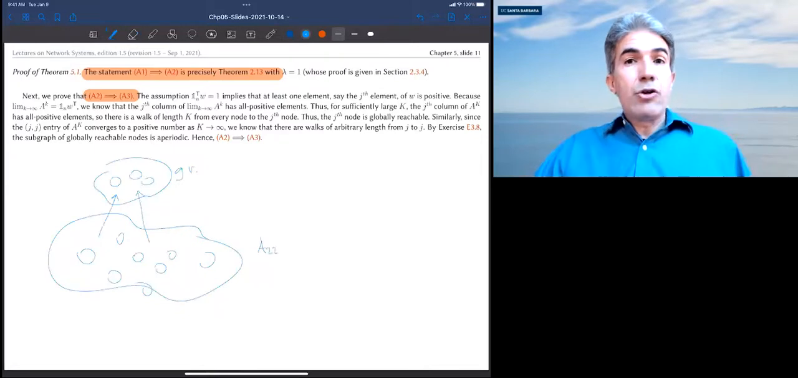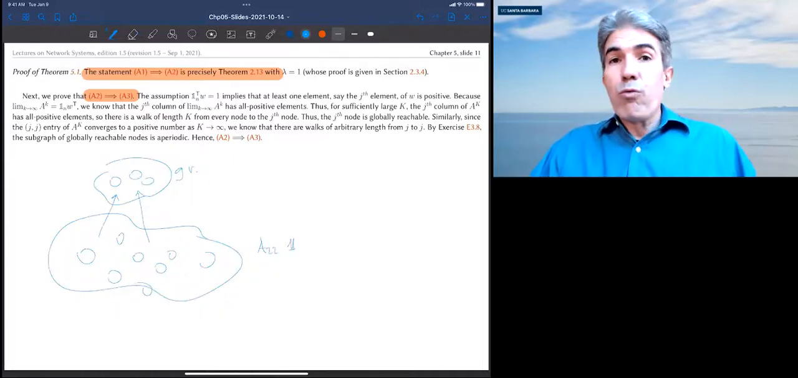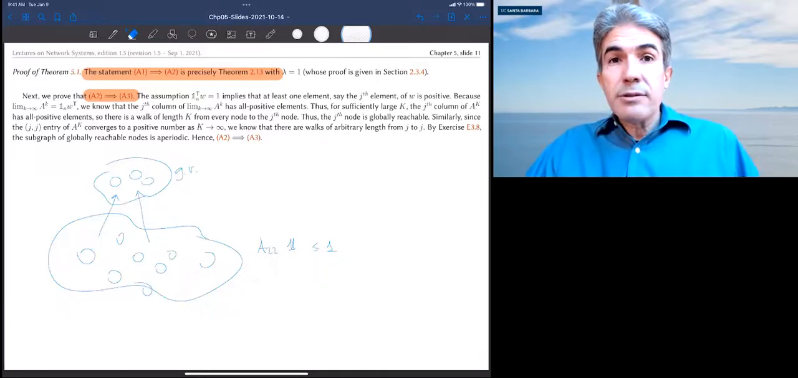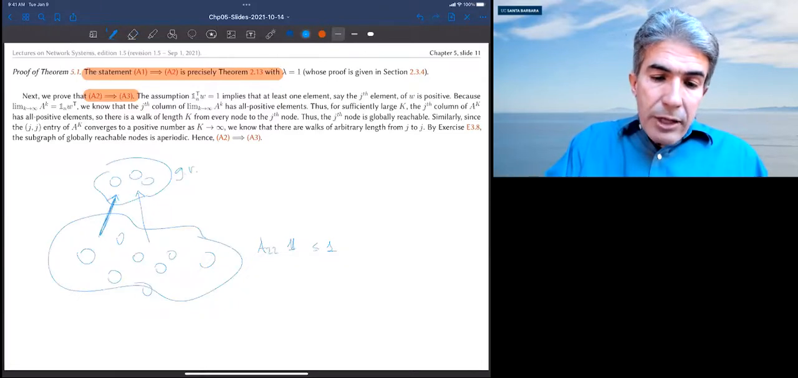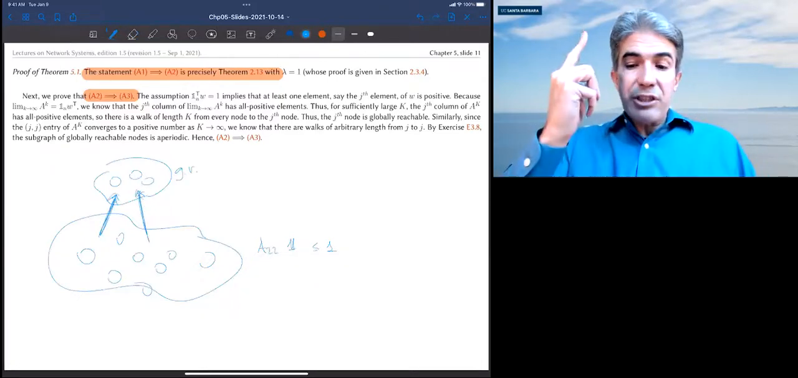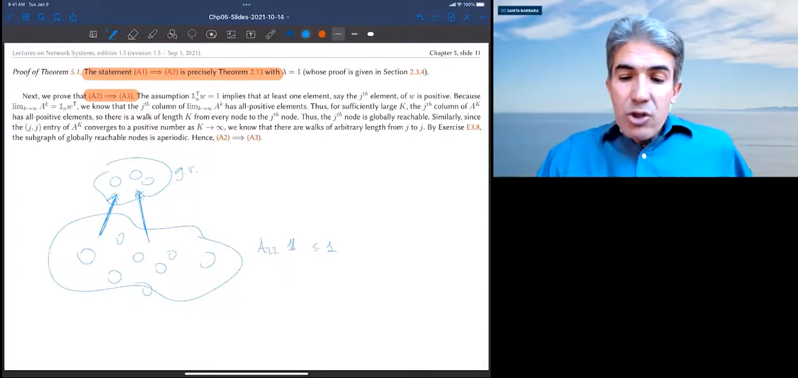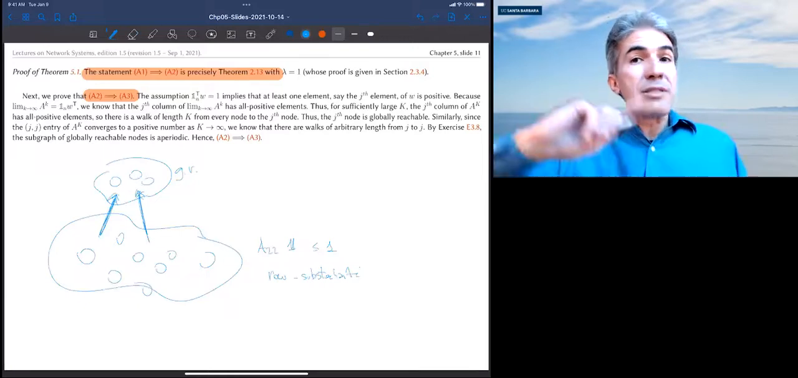A22 is the non-negative matrix describing the interaction between the second group of nodes, and A22 multiplied by a vector of ones of an appropriate size is less than or equal to 1, because it's at most 1 if these were decoupled. But precisely the existence of these edges ensures, well, at least one edge must exist, which means that at least one row sum of A22 is strictly less than 1. So A22 is row substochastic. At least one entry points out.